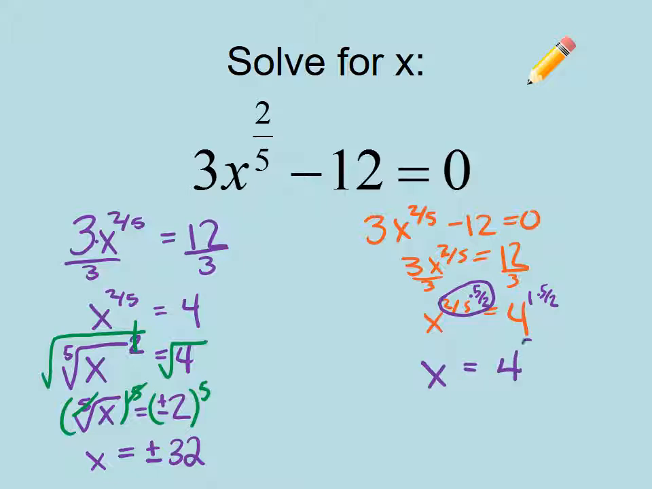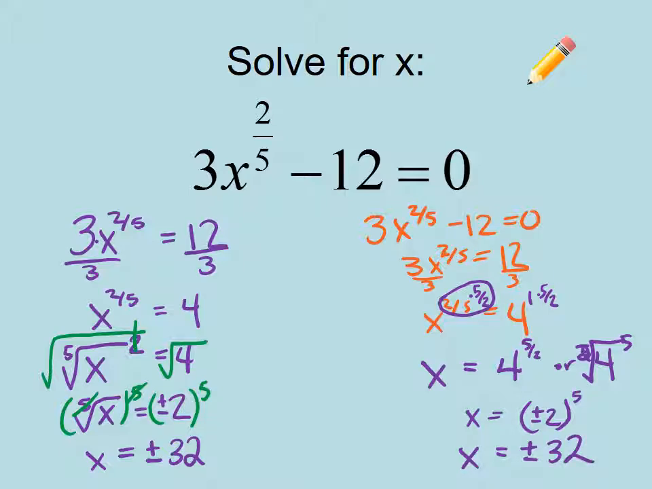This would leave me with 4 to the 5/2, which is the same as saying 4, the square root, with the fifth power. Well, the square root of 4 is positive or negative 2, still to the fifth power. Positive or negative 2 to the fifth power leaves me with plus or minus 32.